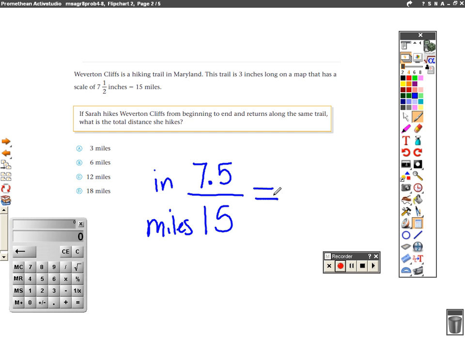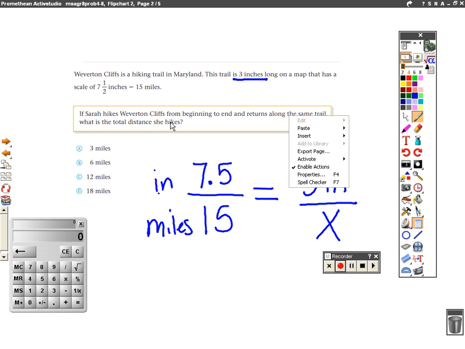And they told me that the trail is 3 inches long. So where did I put inches? I put inches in the numerator, so I'm going to put 3 inches here. But they didn't tell me how many miles it was. Okay? So, I'm going to have that as X. If Sarah hikes Weaverton Cliffs from beginning to end and returns along the same trail, what is the total distance she hikes? Okay, well, let's figure out how far it is in one direction.